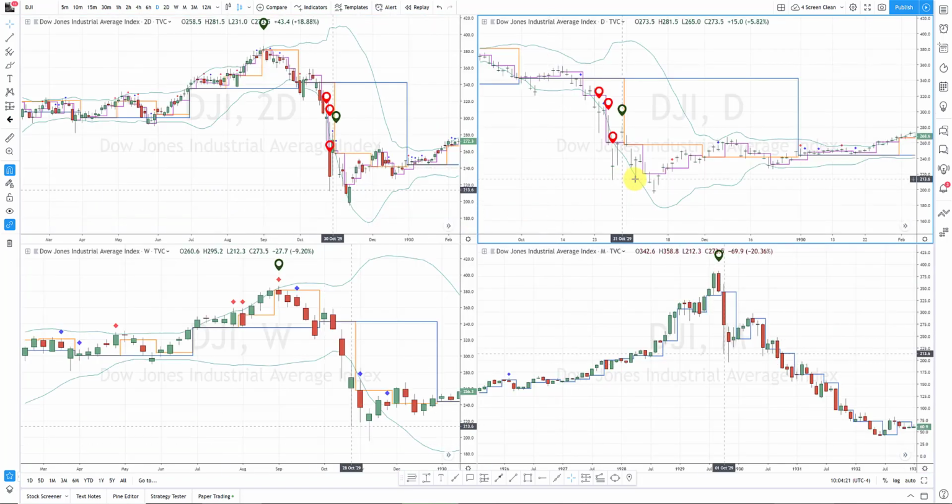Now, interestingly enough, I'm using TradingView as my charting platform for this analysis work. And unfortunately, TradingView didn't have a lot of historical data going back to 1929.